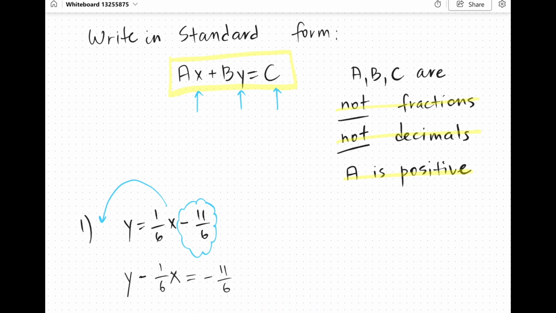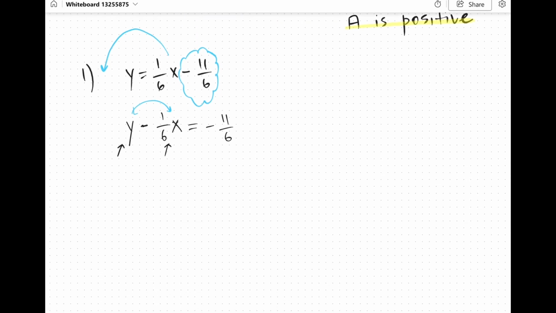Now, in this problem, your y appears first and your x appears second. In standard form, x shows up first and y shows up second. So my next move would be to switch them places. You don't have to change any signs. You will not be moving from side to side. All you have to do is write -1 over 6x first and +y second. So all I did was reverse the order here, and then your equals -11 over 6.